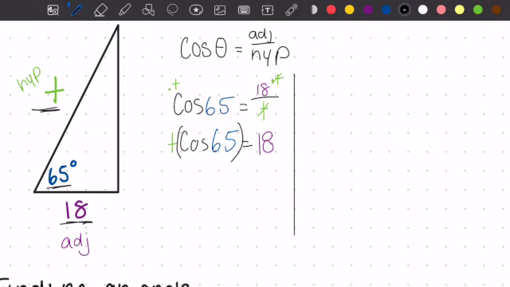So I still need t by itself because it is a variable. I am trying to solve for it. So in order to get t by itself, right now it's being multiplied to cos 65. So I need to divide both sides by cos 65.